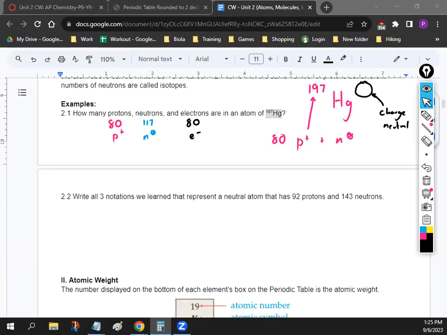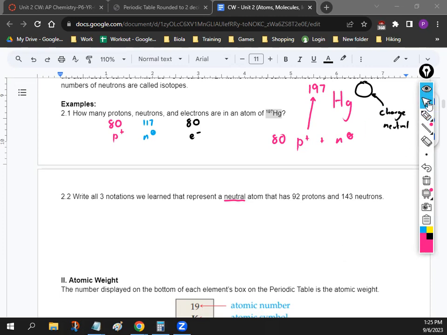So I'm going to teach you 3 different ways to write the name of the isotope. It's kind of annoying, but there's 3 different ways you'll have to be able to identify the isotope symbols, okay? So first of all, it tells you that the atom is neutral, so we don't need to worry about electrons. Okay, so we got 92 protons and 143 neutrons, okay?